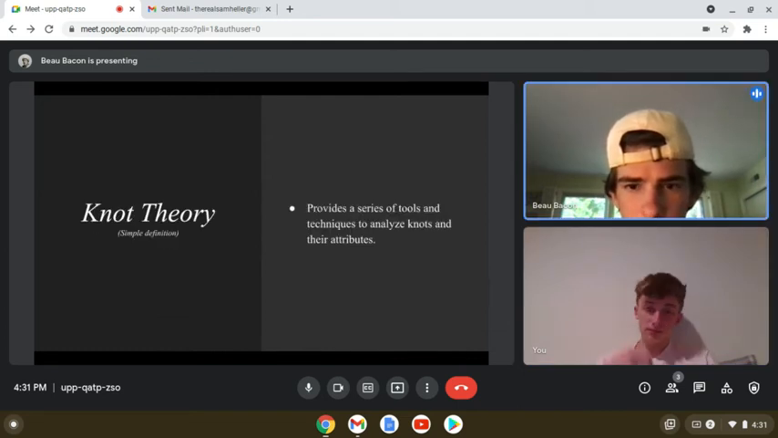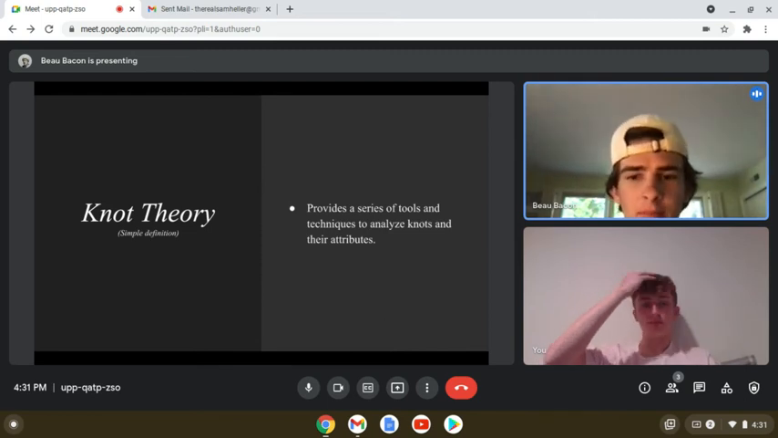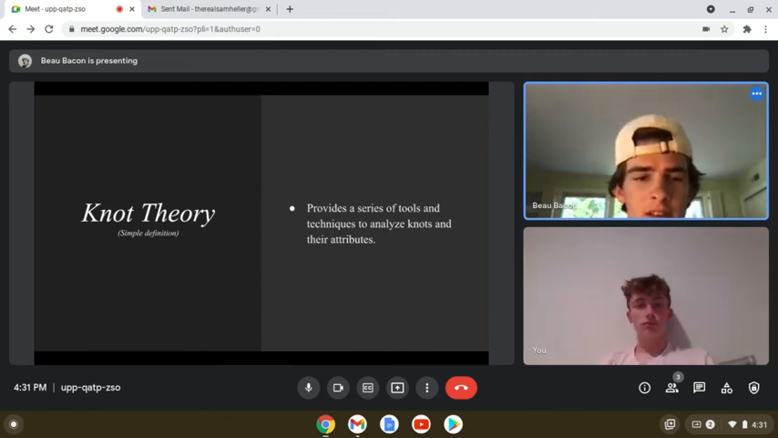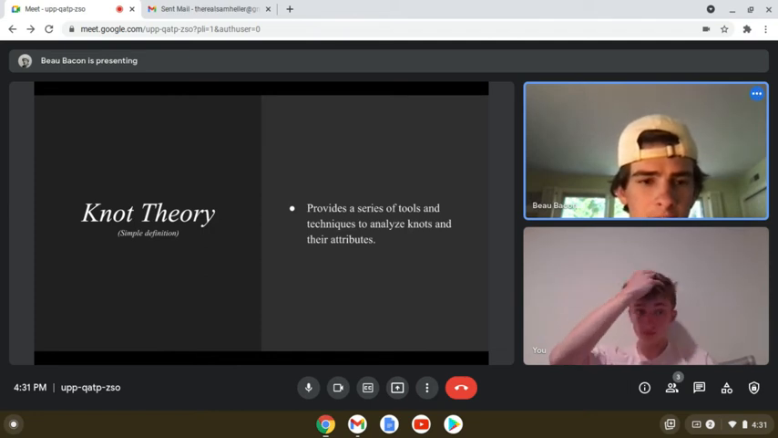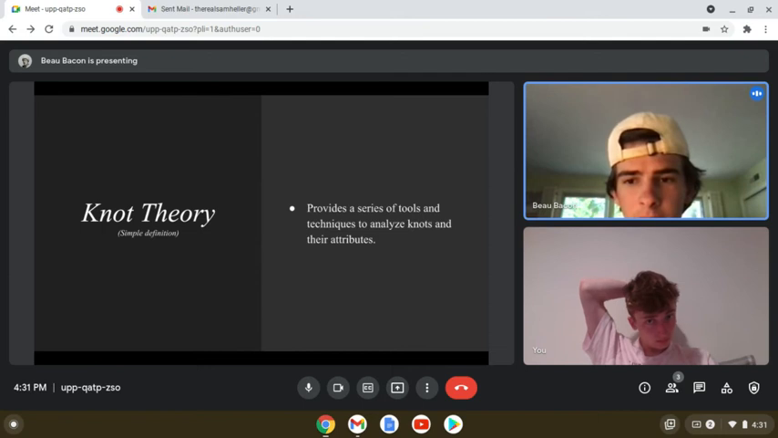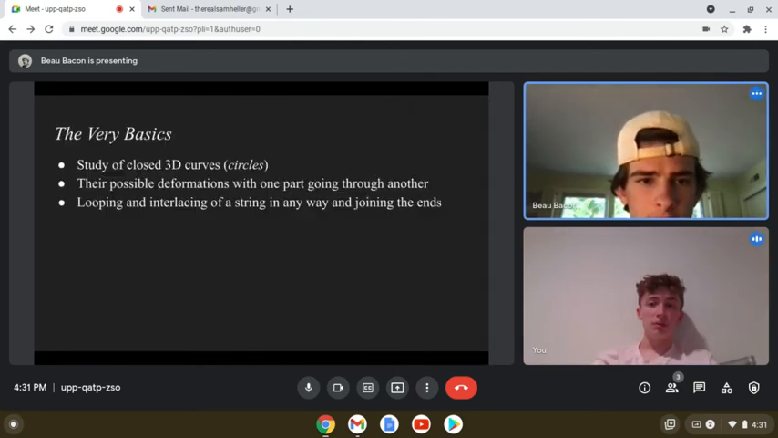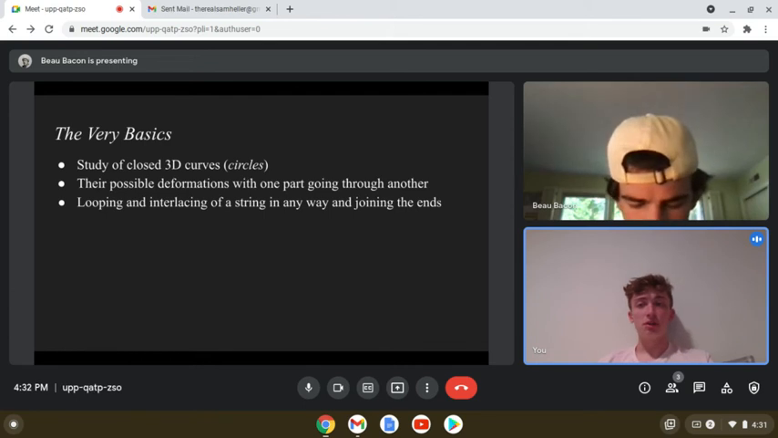Okay, so with a very simple definition, knot theory is a field of math that provides a series of tools and techniques to analyze knots, which we'll get into what even are knots in a little bit, but we can analyze them and their attributes with knot theory. In reality, that's just a simple definition. We're going to try and get more specific as we go along.